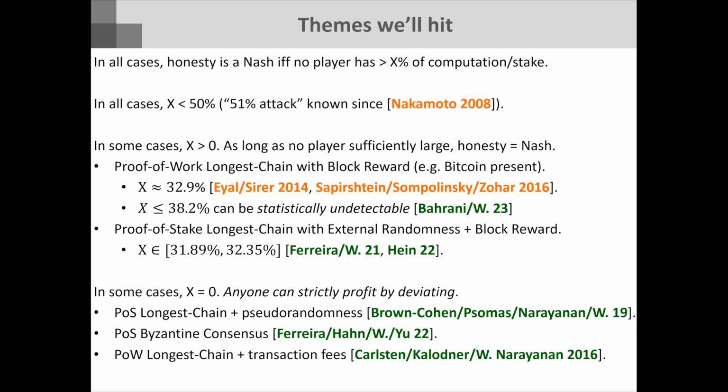Maybe I'll just say this second bullet about the statistical undetectability is the first paper that I know of, that I've worked on, trying to get at thinking about rewards that really should be denominated in USD or something like that. I'm happy to answer more detailed questions about that too.